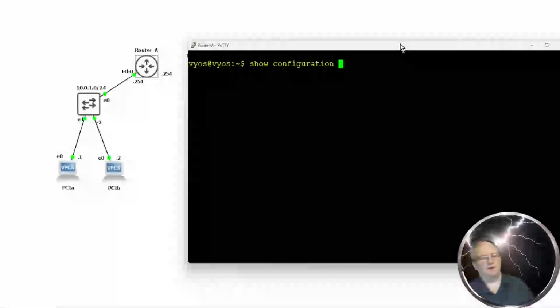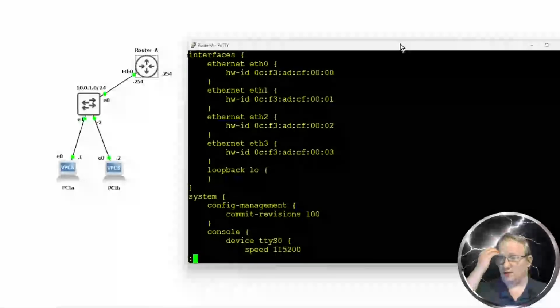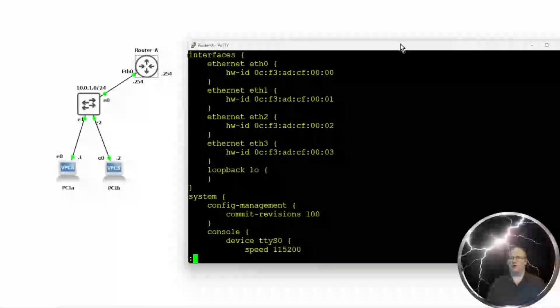Now, showing the configuration is one very big way to troubleshoot this. Probably one of the better ways to troubleshoot is sometimes check the configuration. So if we look at the configuration, we can see that there are 4 interfaces: Ethernet 0, Ethernet 1, Ethernet 2, Ethernet 3.